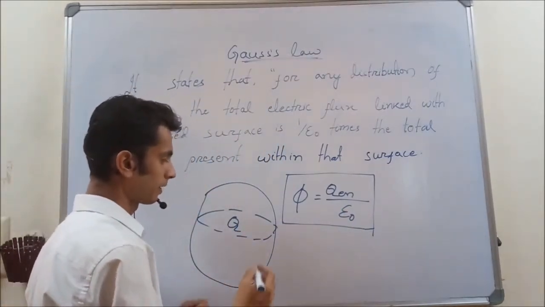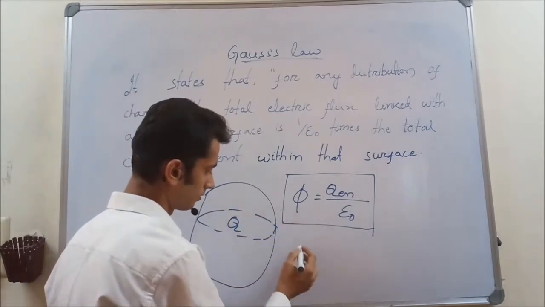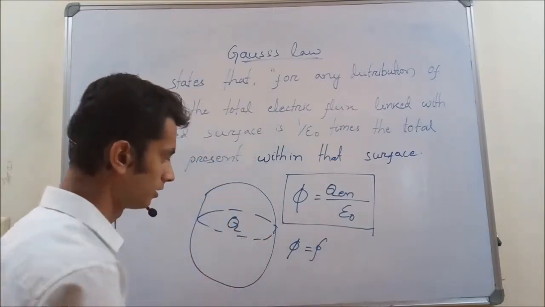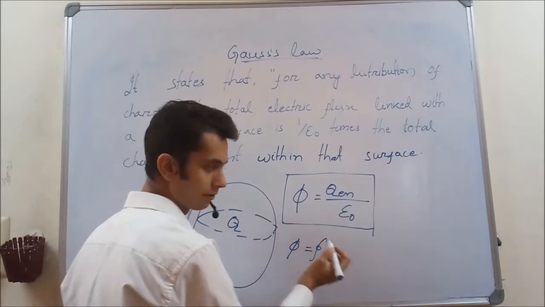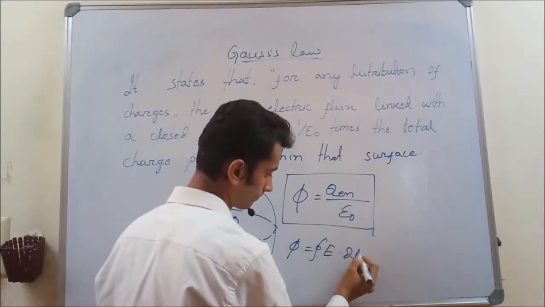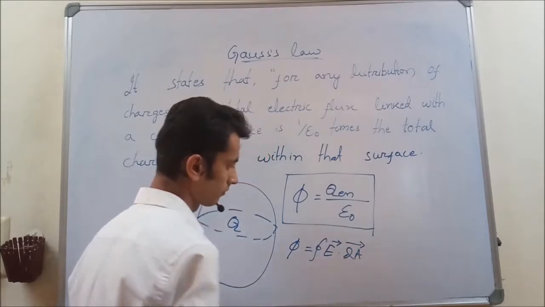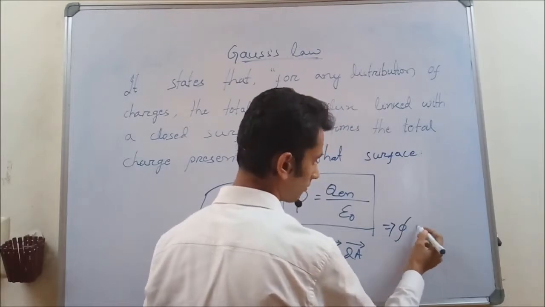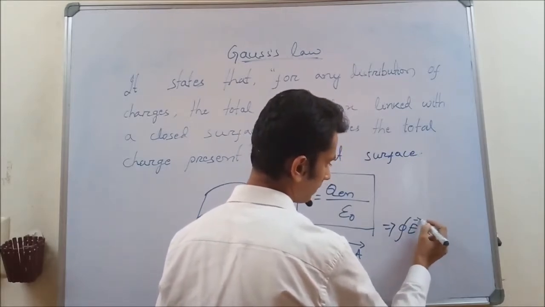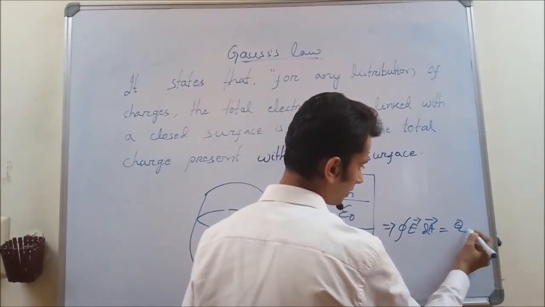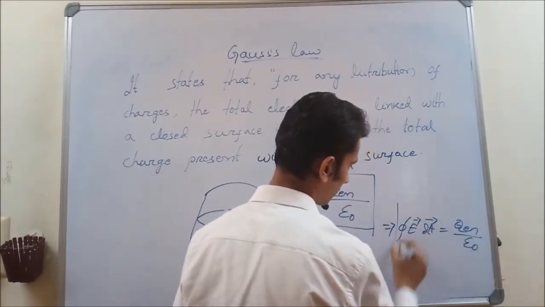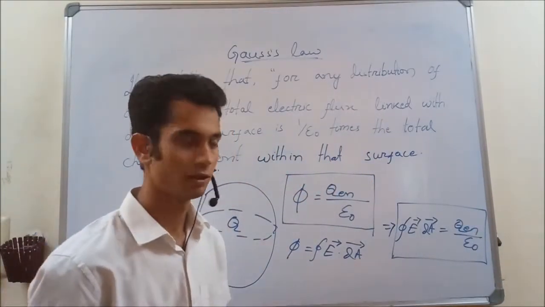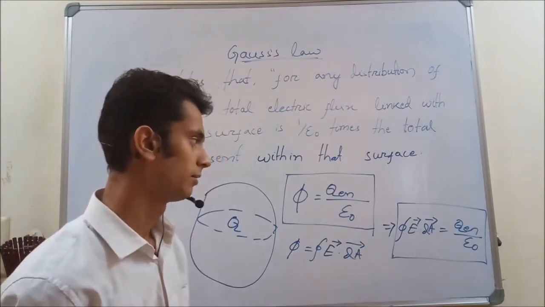But we know that according to the flux definition, phi is equal to the closed surface integral of E dot dA, because we are taking a 3D closed surface. So therefore, the closed surface integral of E dot dA is equal to Q enclosed by epsilon 0. This is called the Gauss equation, or mathematically we can represent Gauss law by this equation.